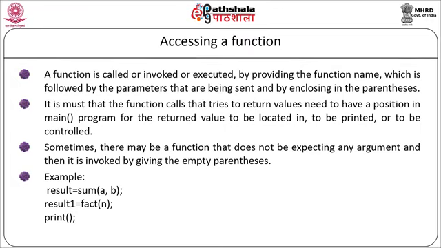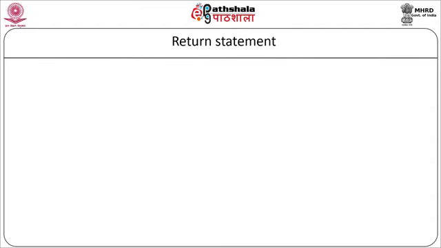Here sum is the name of the function, a and b are the parameters and the return value of this particular sum function will be stored into the variable result. Second is result1 = fact(n); n is passed as a parameter to the function fact and the return value will be stored into result1. The next is print(); This print function does not return anything and it does not accept any parameters, so our parameter list is empty.